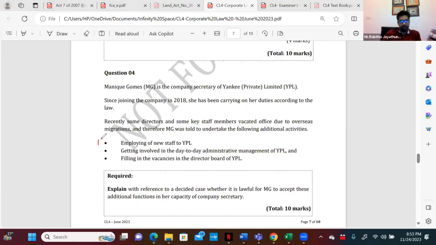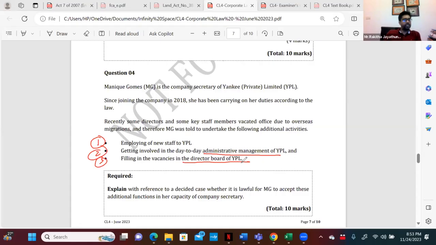There are 3. So MG is the company secretary. So you have to ask yourself, can the company secretary perform these acts? First, employing new staff to YPL, recruiting new people to the company. Second, getting involved in the day-to-day administrative management of YPL. Third, filling in the vacancies in the director board of YPL.